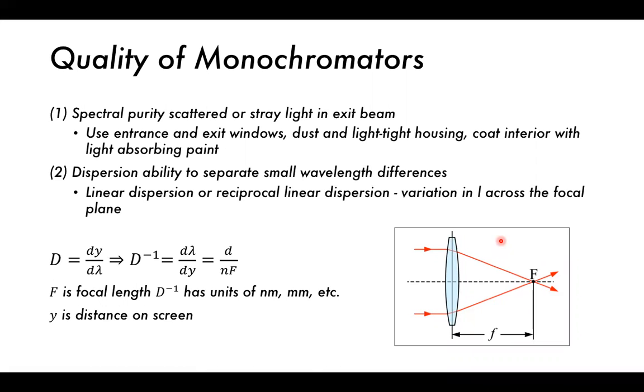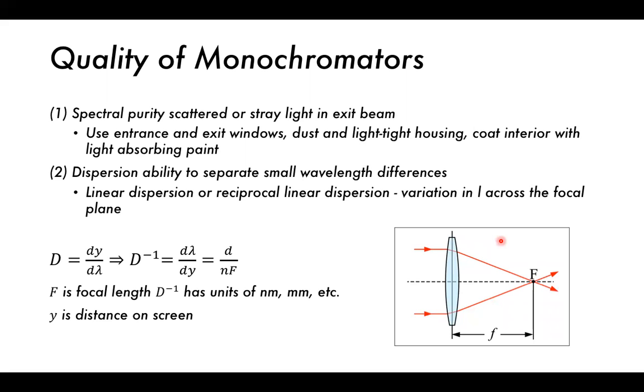So the quality of monochromators. Spectral purity: scattered or stray light in the exit beam can affect the output. Because our transducers don't really discriminate much about what wavelength of light they're getting, so long as they're getting light, if we have stray light inside the monochromator which passes through the exit slit, it can cause aberrations in our data.